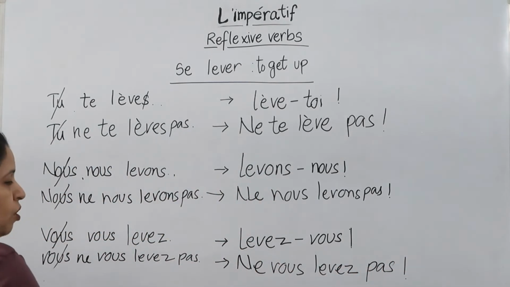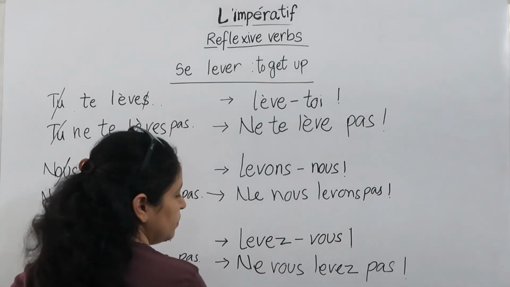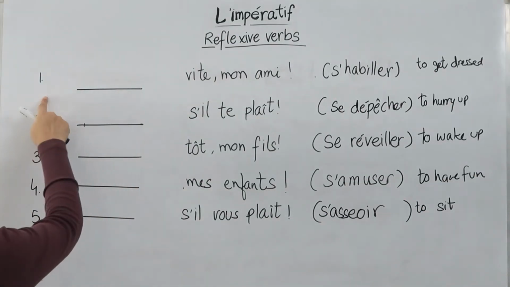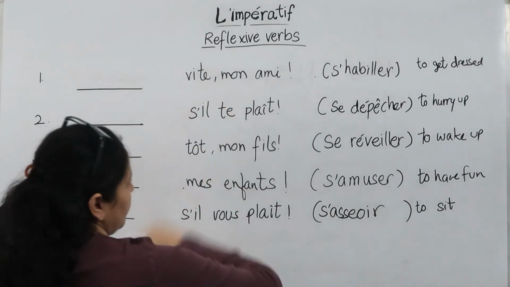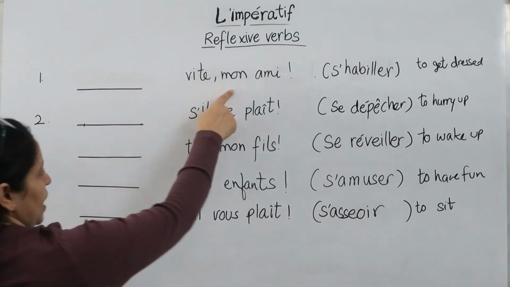So you all, or to someone who is elder to you, will say, don't get up. Ne vous levez pas. Now we'll see some sentences. The very first sentence is, dash vite mon ami. The verb is s'habiller. So, vite is fast, mon ami is my friend.